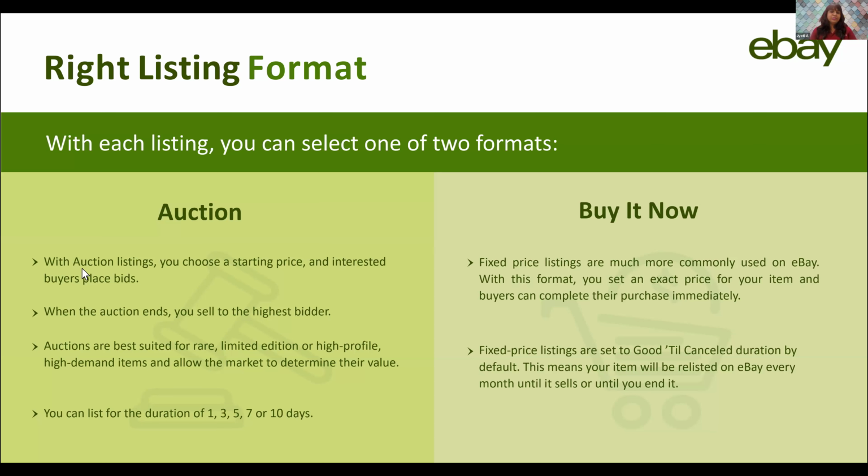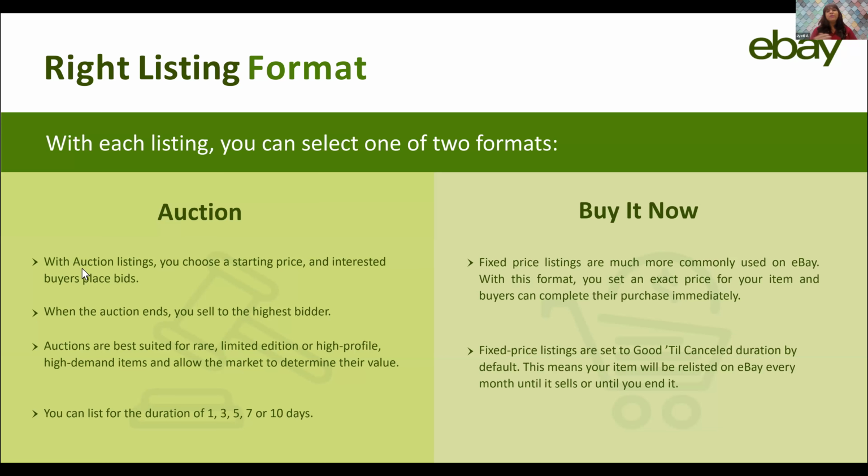What exactly is an auction style? In an auction style, you can choose a starting price and your customers can place bids. When the auction ends, the highest bidder buys the item at the price at which they have won the item. Auctions are best suited for rare and limited edition or high profile or high demand items. Under auction, you can choose whether you want your auction to run for 1, 3, 5, 7, or even 10 days.